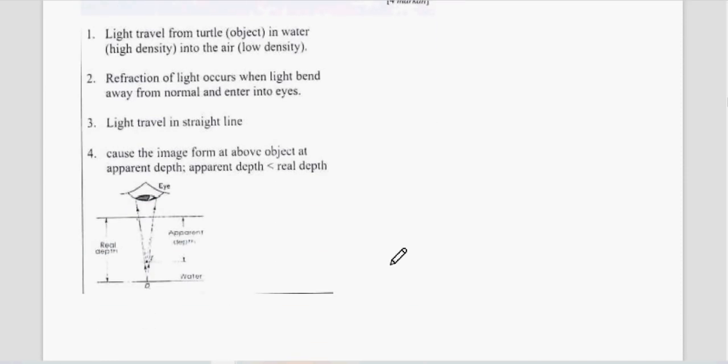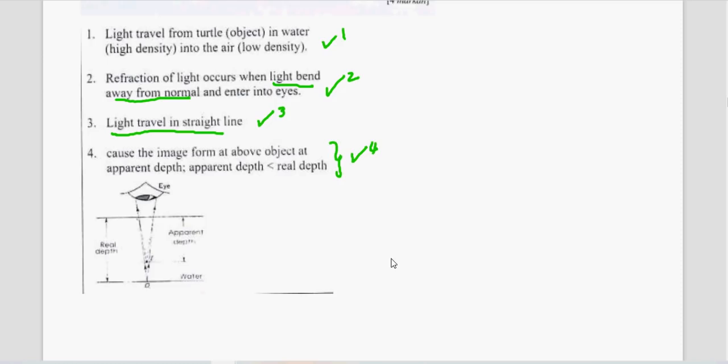The question is given 4 marks. Look at the first mark: light travels from the turtle in water, which has higher density, into air, which has lower density. So this is mark 1. It means light travels from the water to the air. The second mark is for light bending away from the normal. The third mark is for a straight line, extended, to see the image. And the fourth mark is for the image forming above the object, which can be shown by the diagram.